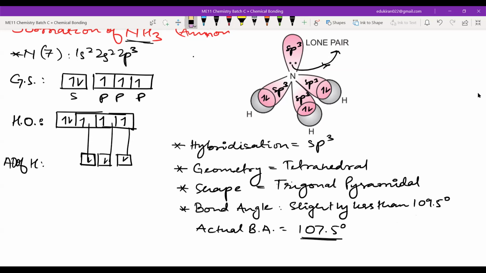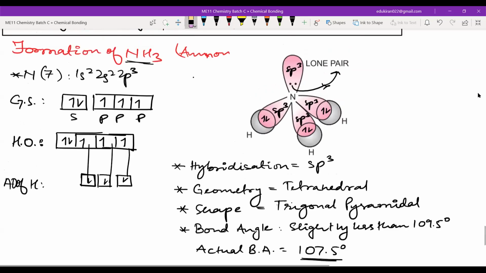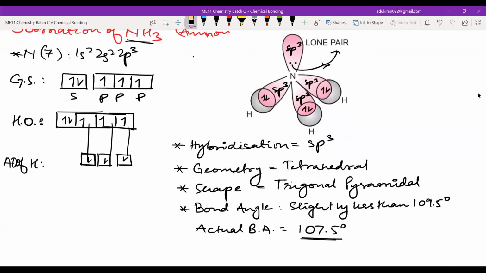So we have just predicted the actual bond angle of NH3 by just the theory of hybridization and the valence bond theory. Please write this down. Then we will go to the formation of water.